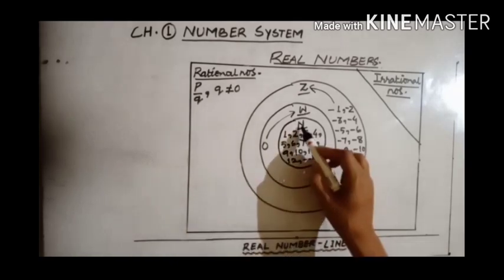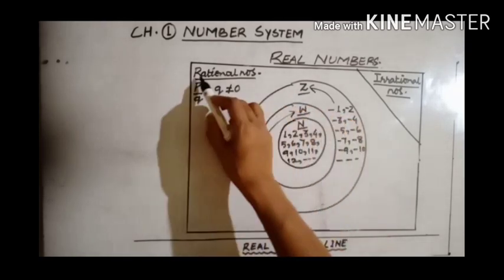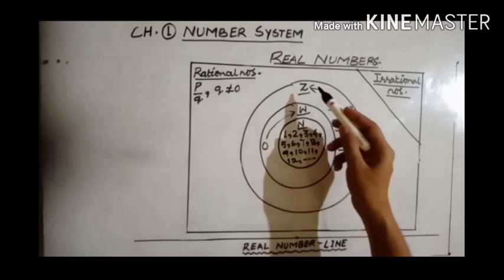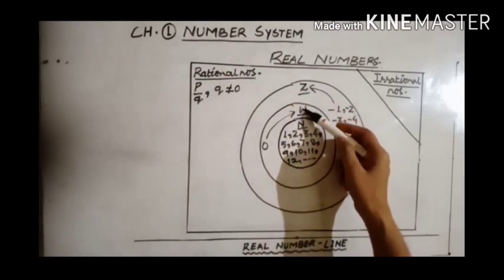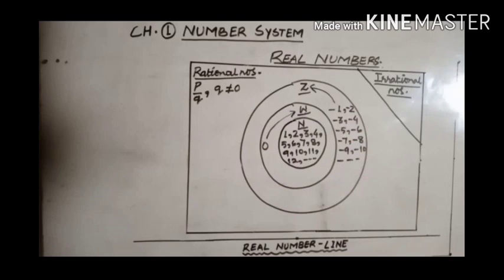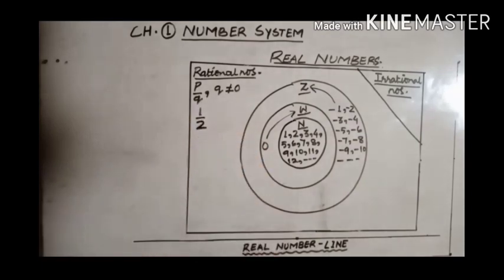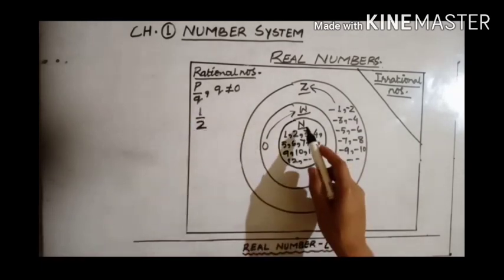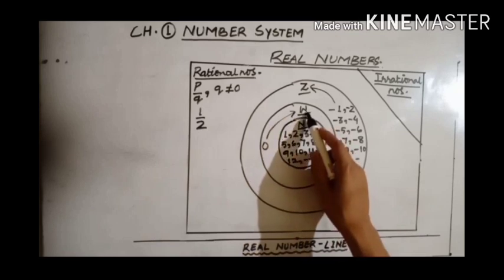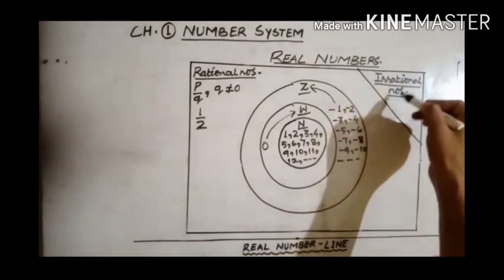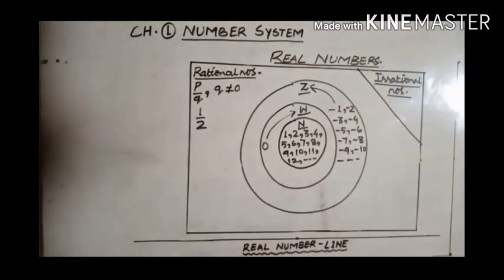Similarly, all natural numbers, whole numbers, and integers are rational numbers, but all rational numbers need not be natural numbers, whole numbers, or integers. For example, 1 upon 2. This is a rational number, but it is neither a natural number nor a whole number and not an integer as well. Whereas this irrational number belongs to a different class under real numbers.